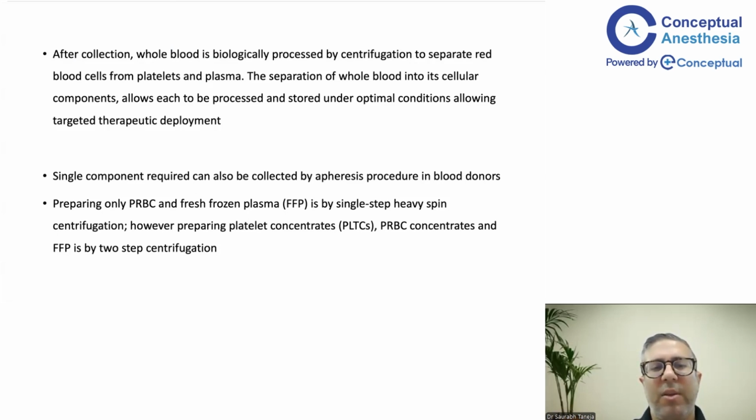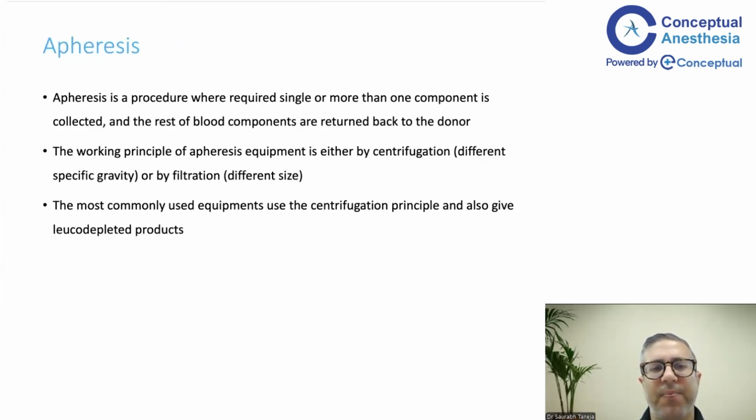Preparing only packed red blood cells and FFPs is done by a single step, heavy spin centrifugation. However, if you want platelet concentrate and PRBC concentrates, they can be made by two-step centrifugation. So I'll be talking about this process in a bit of detail. I want all of you to understand this.